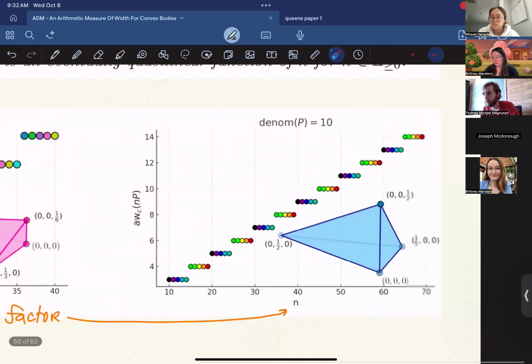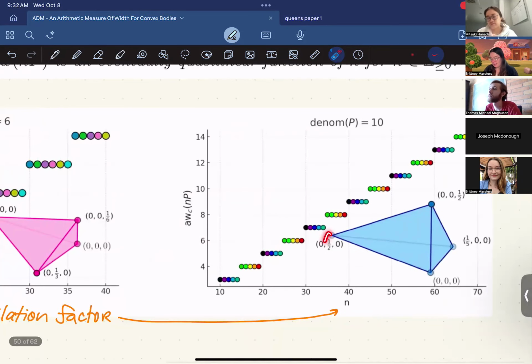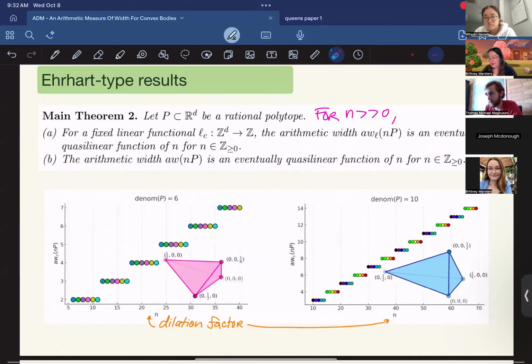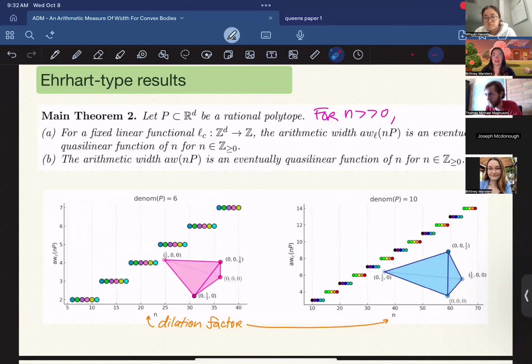Very similar idea over here. I've got a 1/2, a 1/2, and a 1/5. So I've got a denominator of 10, and I actually get a periodic function where this is 1 period. And I know it looks like it could have a smaller period. I promise you, if you look at the data, it does not in this case. But again, each of these distinct colors refers to a distinct class, mod 10. And so that's what's happening with the Ehrhart type results in this setting.